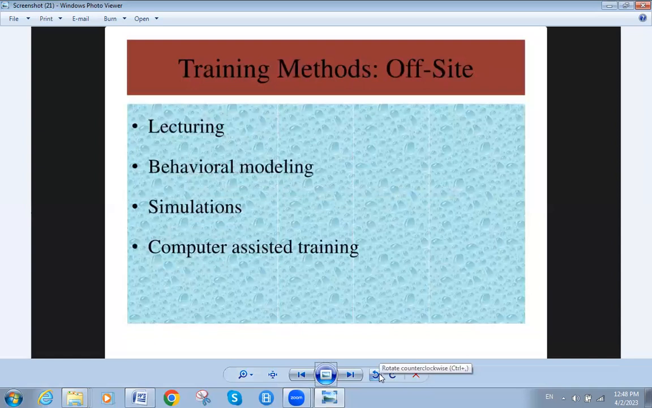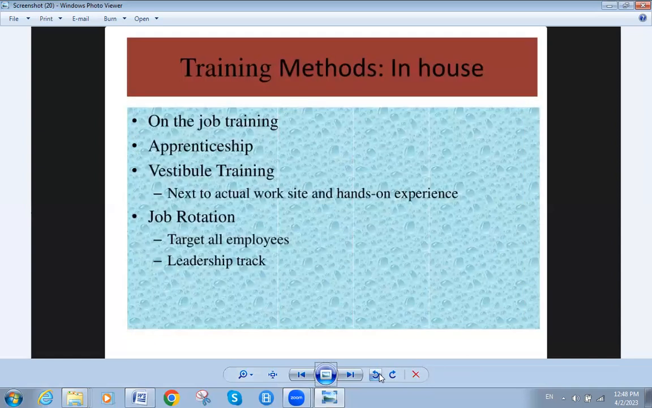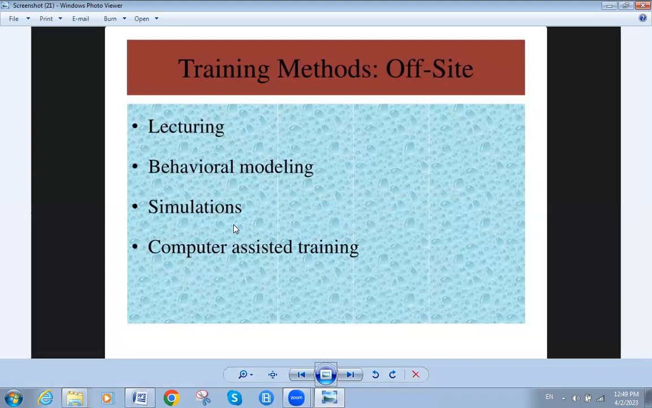Methods by site. The previous ones were on-site, or in-house, or indoors, or in the factory, or in the place of the training itself, like on-the-job training, apprenticeship, vestibule training, job rotation. But here, off-site means away from the place of work, not on the same place of work.